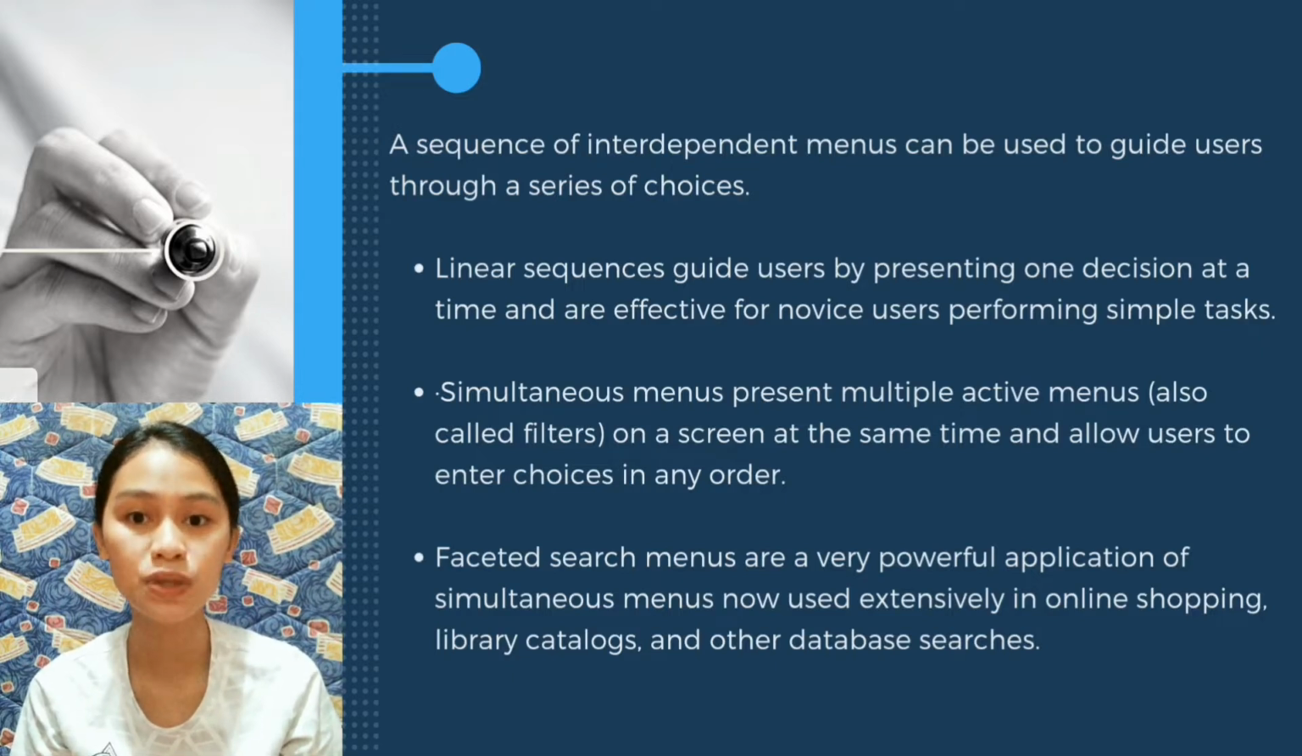Faceted search menus are a very powerful application of simultaneous menus, now used extensively in online shopping, library catalogs, and other database searches. Faceted search interfaces allow shoppers looking for tents to narrow the list of results by indicating their choices in the simultaneous menu categories: sleeping capacity, brand, seasons, and so on. Results can be laid out in a row or a grid, and sorting can be done by price or rating.